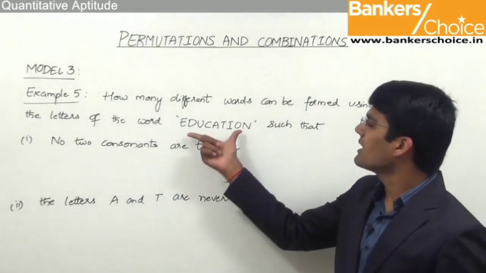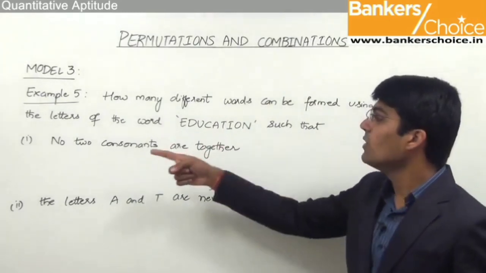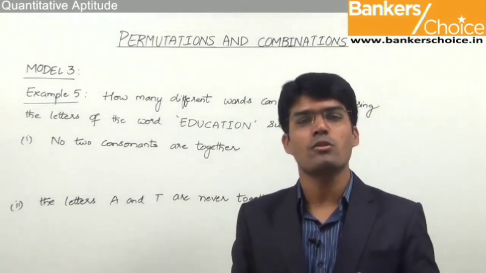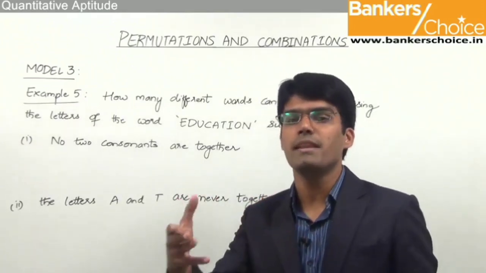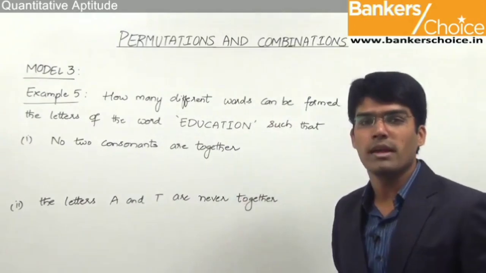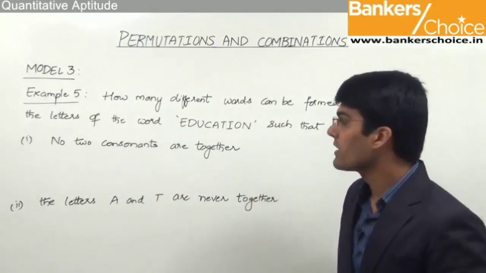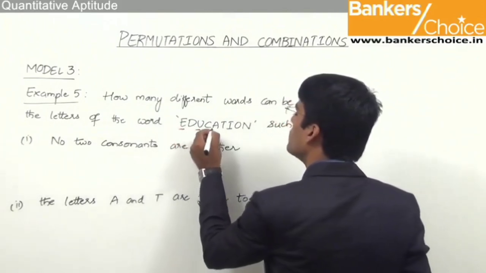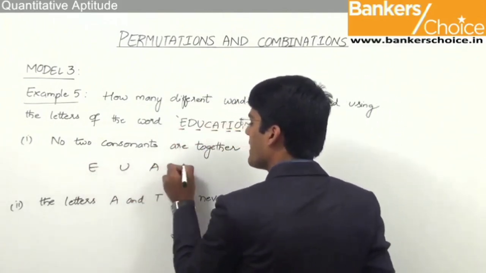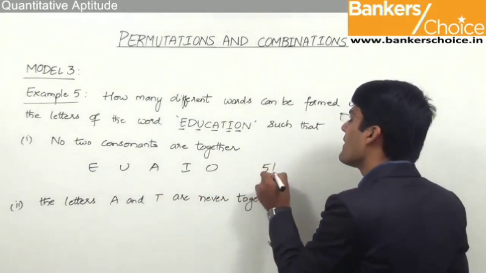Let's see how to work on this one. Now we know that there are total 9 letters, so the total number of words that can be formed will be 9 factorial. But the condition is no 2 consonants are together. Now whenever we want a set of objects not to be together, we first arrange the remaining objects. For example, here the consonants should not be together, so we will first try to arrange the vowels. We know that there are 5 vowels here: E, U, A, I and O. So they can be arranged in 5 factorial ways.